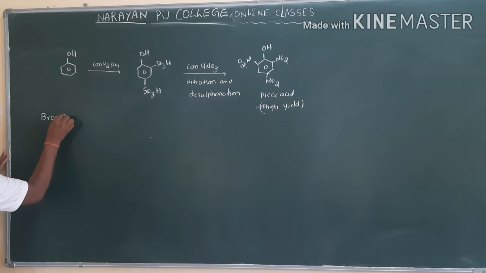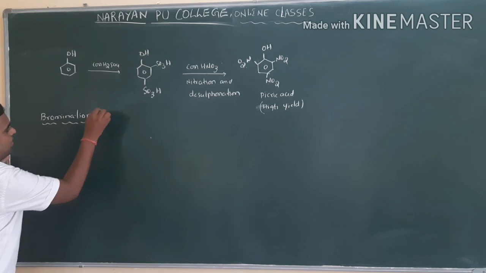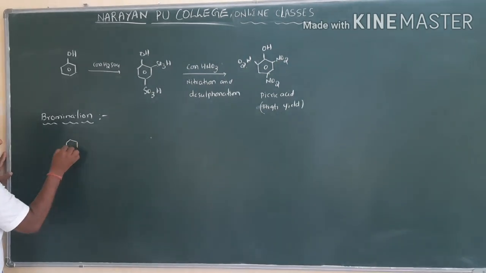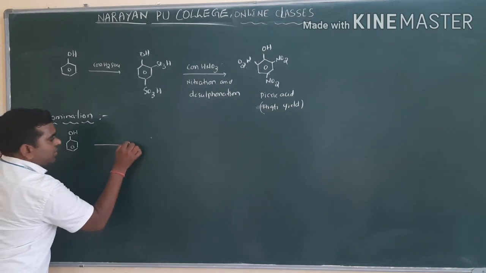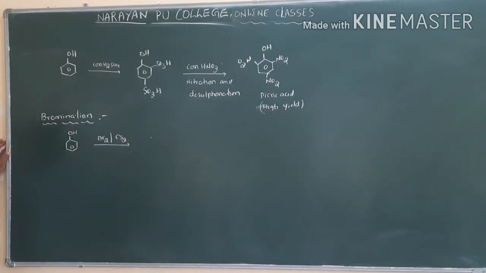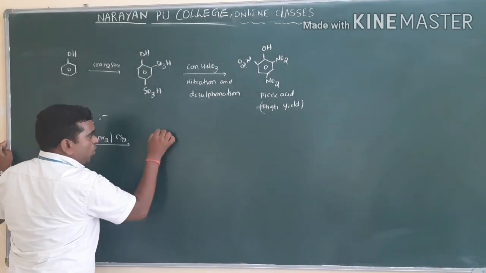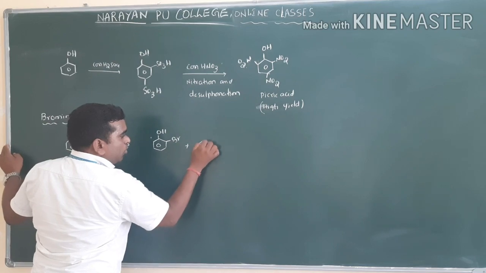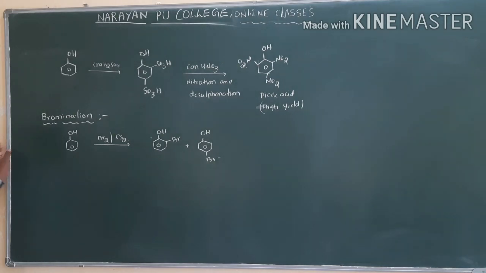And the next one is bromination. Nitration and sulfonation are completed, and now bromination. In phenol, first of all, we take phenol and bromine in non-polar solvents like carbon disulfide. Then we get the monosubstituted compounds, that is, ortho-bromophenol plus para-bromophenol. This is a monosubstituted phenol.